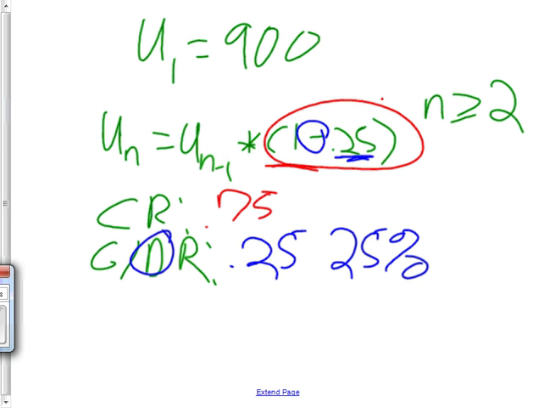Yes? How would you show if it's increasing by 75%? Because would you keep the, I don't understand how that works. So how would you show if it's increasing by 75%? Do you mean increasing as in the common ratio? Yeah, that's what I mean. Okay. So that'd be something like this. Whoops.